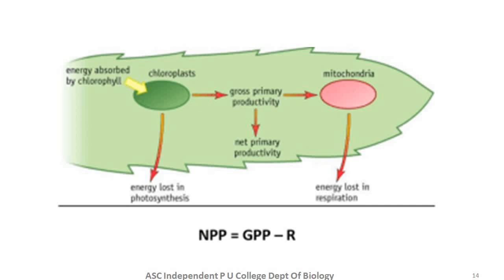This can be represented with respect to an equation where NPP is equal to GPP minus R. NPP is our net primary productivity, GPP stands for gross primary productivity, and R stands for respiratory loss. So NPP is equal to GPP minus R. The difference between GPP and respiratory loss will give us the net primary productivity, and this is the available biomass in the producer.